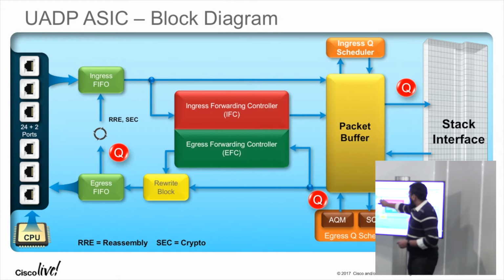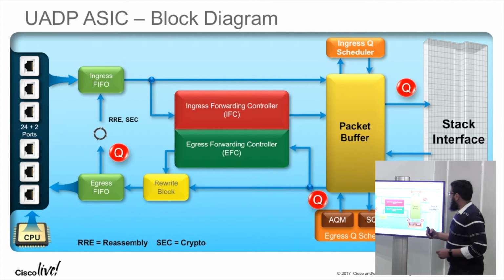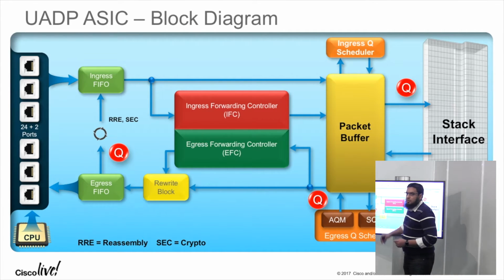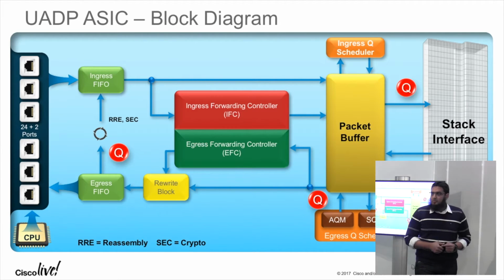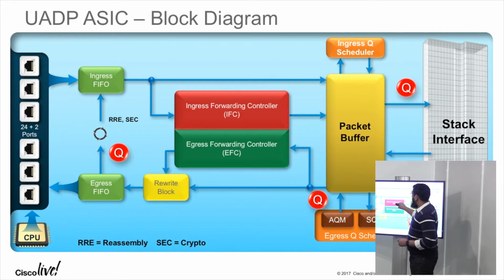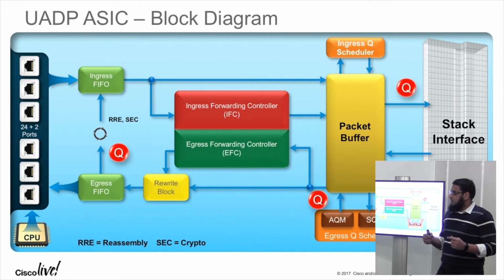The first one here is ingress FIFO. So when the packet comes in, it goes through the ingress FIFO for brief queuing. It's just a small one. And then the packet is played out to two different components. One of them goes to the ingress forwarding controller, and the other one goes to the packet buffer. The one that goes to the packet buffer, it sits there and waits for instructions, right? While the other packet that goes to the ingress forwarding controller is the packet that actually gets processed.